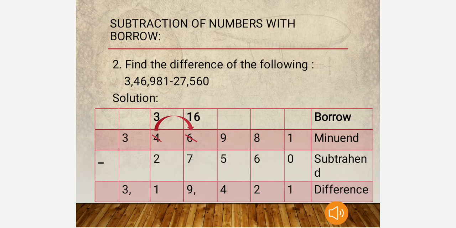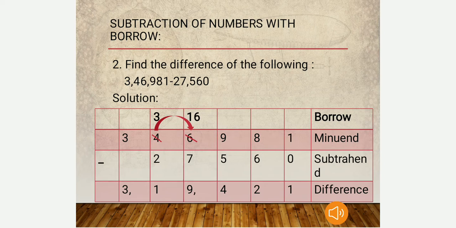First question, the first number is 3,46,981 minus 27,560. Here the first term in subtraction is called minuend and the second term is called subtrahend. So 3,46,981 is the bigger number, so I am keeping it as minuend, and 27,560 is smaller, so I am taking it as subtrahend.